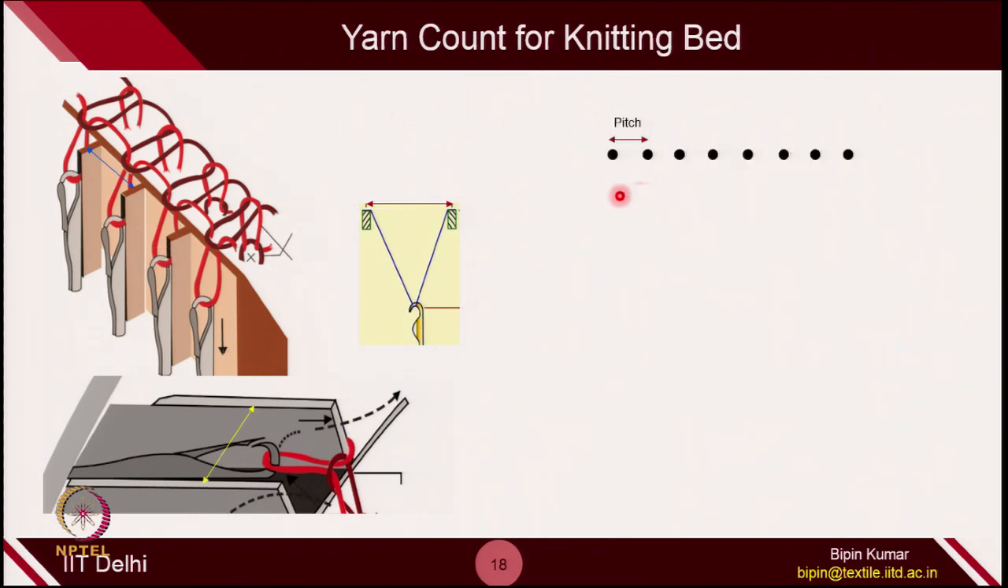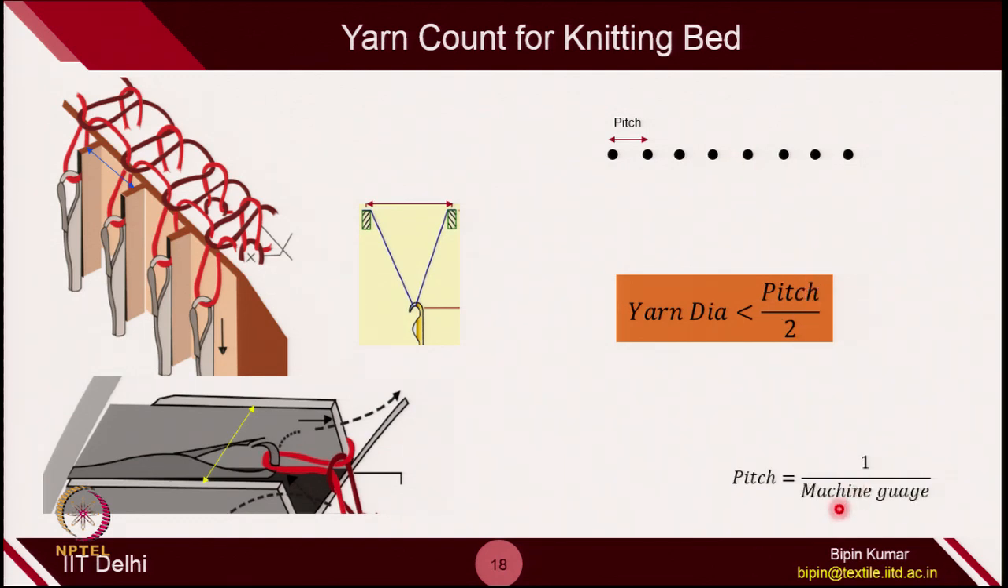So, depending on the pitch, which is the distance between two needles, or you can say the distance between two trick walls, it is important that whenever a needle is catching the yarn, the diameter of the yarn should not be more than half of the pitch. If the yarn diameter is greater than half of the pitch distance, then there might be a problem with catching the yarn and pulling it inside the slot. So, yarn diameter must be less than pitch by 2.